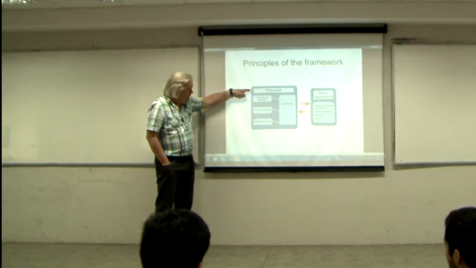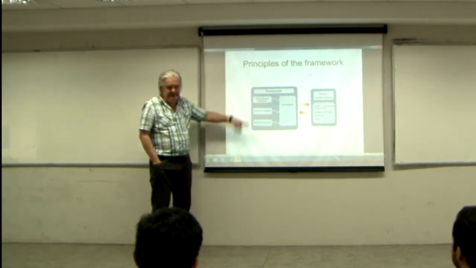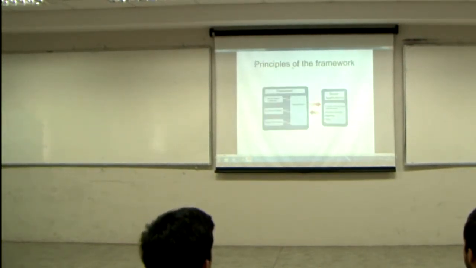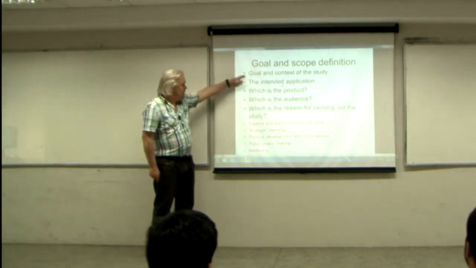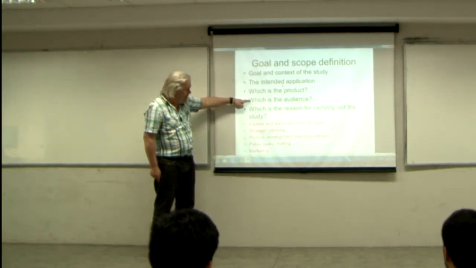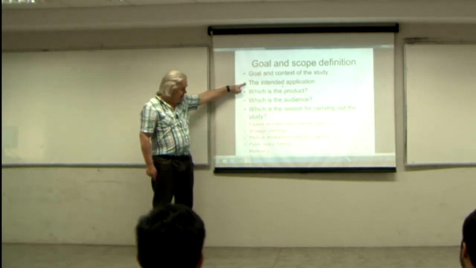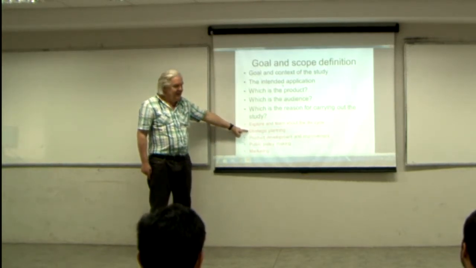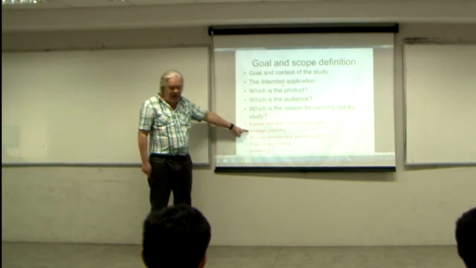Okay. This framework we discussed about Golden Scoop. This was an exercise in Golden Scoop. And of course, goal and context: the intended application, which is the product, which is the audience, which is the reason for carrying out the study. This is what we discussed. And of course, it can be for a strategic plan, as for this guy, the commissioner that should do the strategic plan of the waste management.